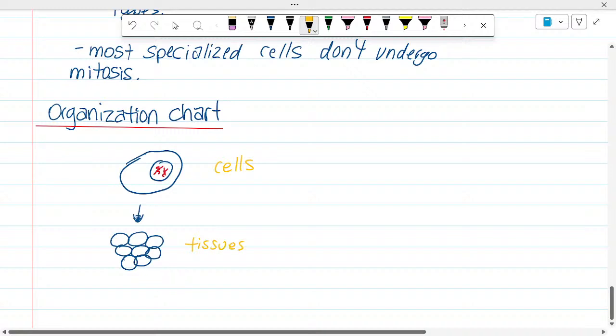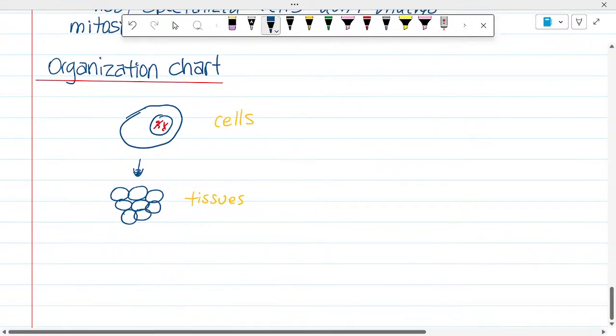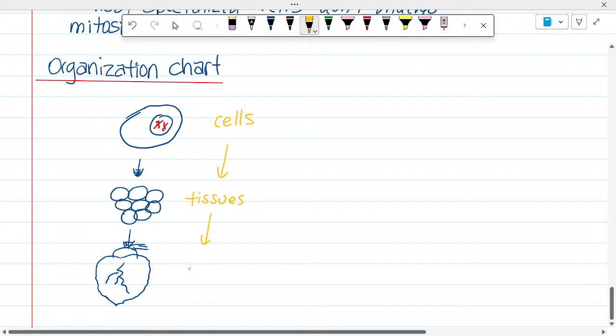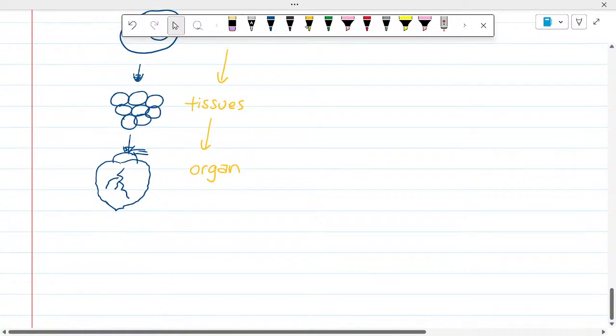And a bunch of different tissues can work together to form that. That's my attempt at a biologically accurate heart, if you're wondering. Don't judge me. What do we call a group of tissues working together? An organ, right? You put a bunch of different tissues together, they can function as an organ, so they all have one task.